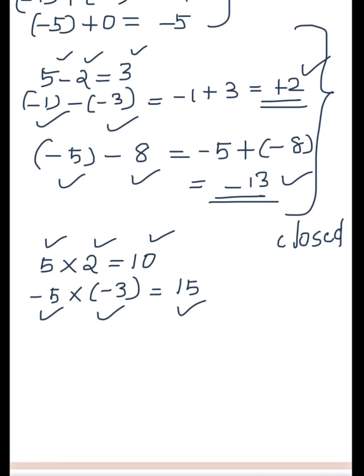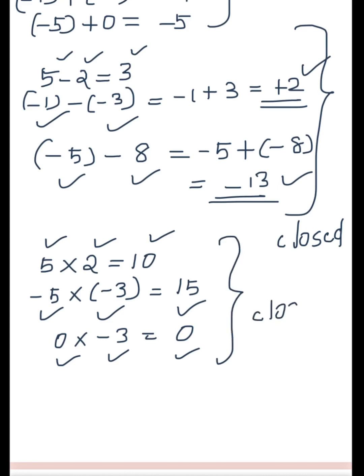Now what about 0? If I am multiplying 0 with minus 3, what is the answer? 0 itself. So here also I am taking any two integers and multiplying. The answer is also an integer. That means you can say that integers are closed under multiplication also.